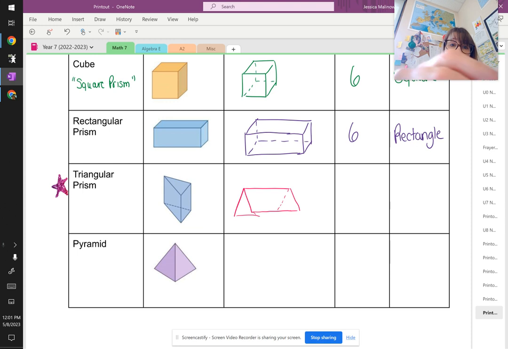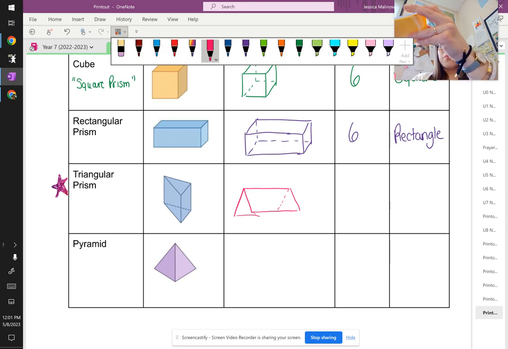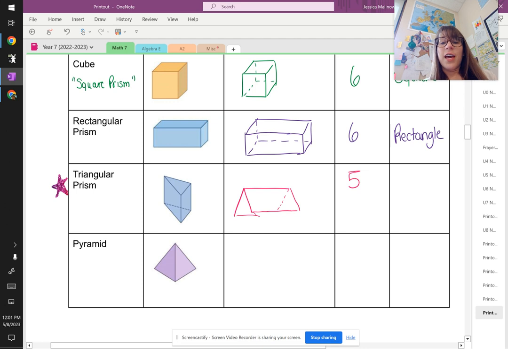And so what's sketchy about the triangular prism is that it doesn't have six sides like the rectangular ones. It actually only has five faces. And those five faces are made up of the two triangles and then the three rectangles. So two triangles and three rectangles.